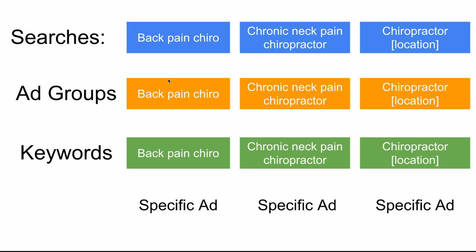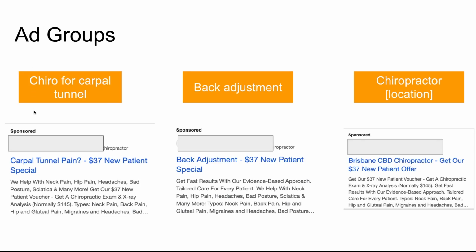So I'll show you an example. Here we've got an ad for chiro for carpal tunnel. Carpal tunnel pain, $37 new patient special. Back adjustment. It's kind of boring ad copy, but it's more relevant to the user. $37 new patient special. And then chiropractor in the location. Then we've got Brisbane CBD chiropractor, get our $37 new patient offer. So the ads aren't super different, but they are calling out the specific search that the user made, and thus the click-through rate's going to be a bit higher.